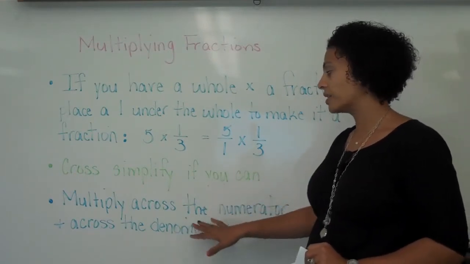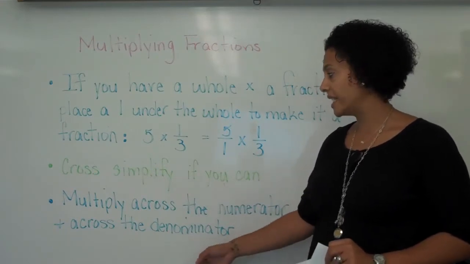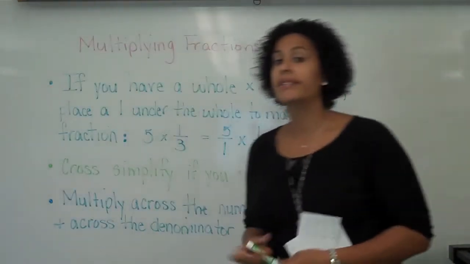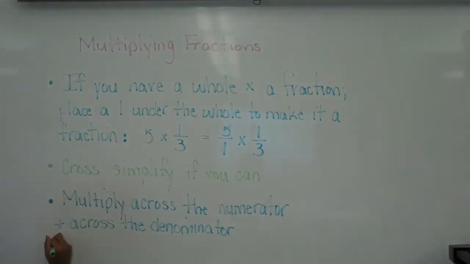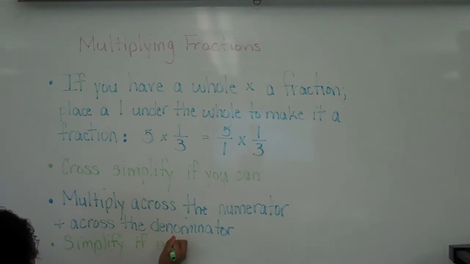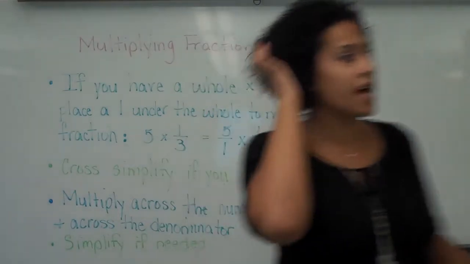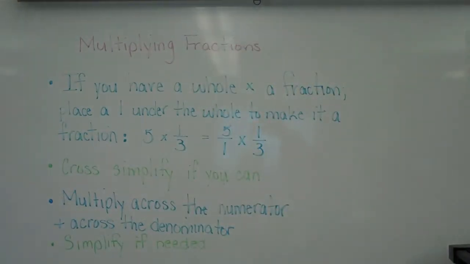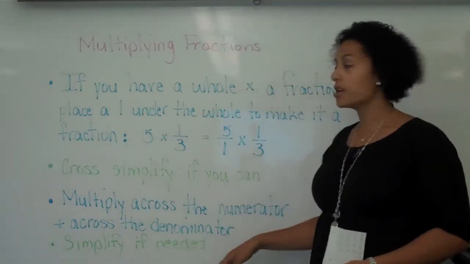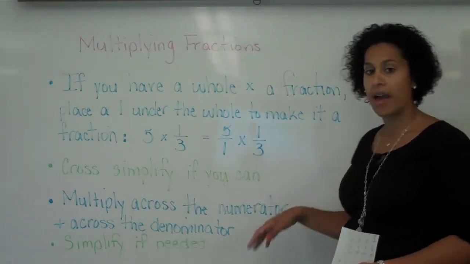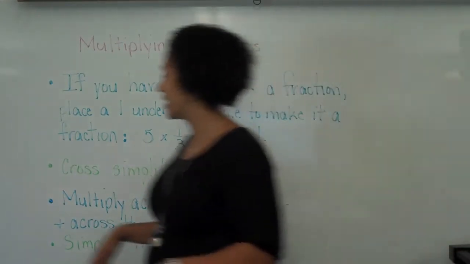And then multiply across the numerator and across the denominator. And I didn't add on here, let's add to simplify if needed, because we might need to simplify again. We might not. Hopefully you can see that. Simplify if needed. Yep. It's in there, smushed all the way at the bottom. Okay, so these are our notes. Take a minute and pause, make sure that you have everything. You should have the date at the top of your page already.